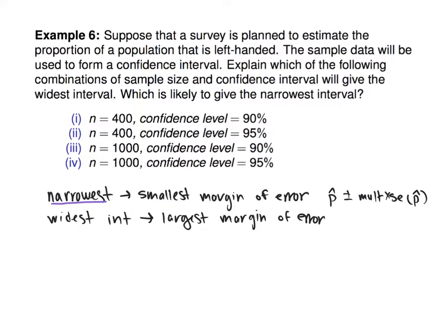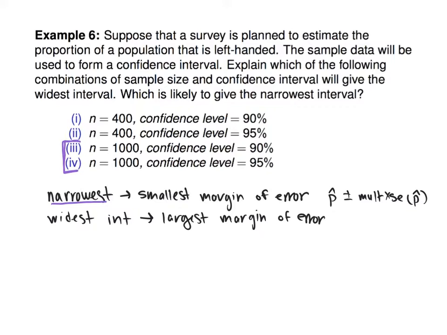So one way to make an interval narrower is to make a bigger sample size, right? So your two candidates for narrowest interval would be the drastically larger sample sizes. You agree with that? Okay. And now look at just those two. Of those two, which of them is going to be wider? 90% confidence or 95% confidence?